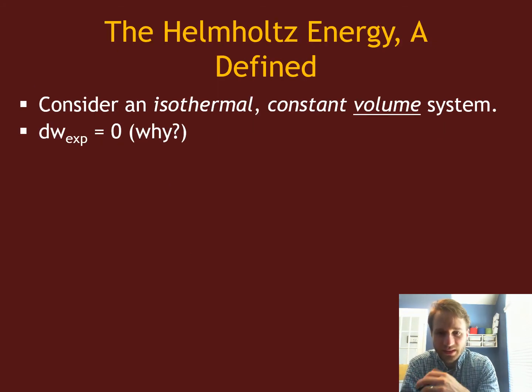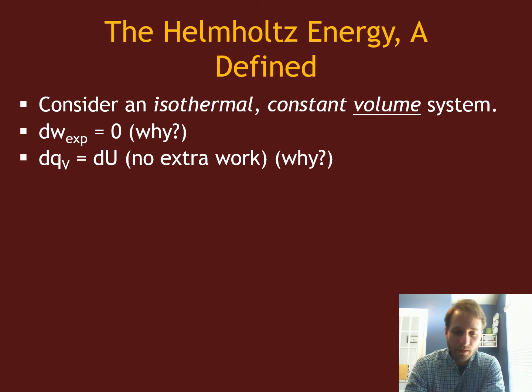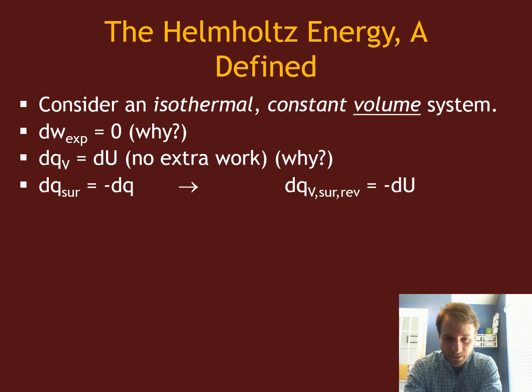So let's consider an isothermal constant volume system. In this case, the work that's done for expansion is equal to zero because it's constant volume. That means dU is just equal to dq, assuming no extra work. That's from our first law of thermodynamics. That means dq of the surroundings is just minus dq of the system, which is just minus dU of the system. So that means the reversible change in the surroundings is minus dU of the system.